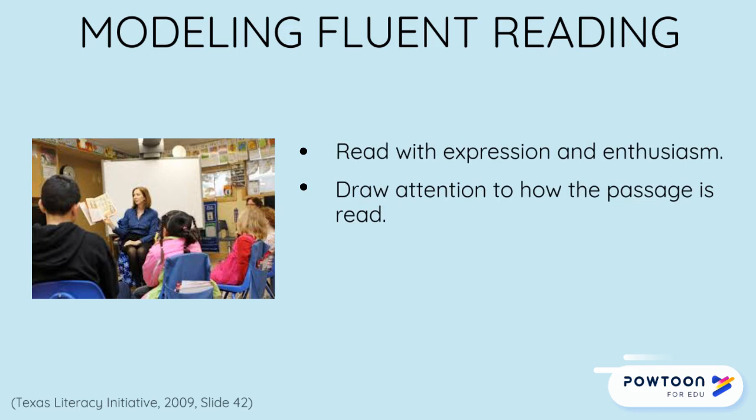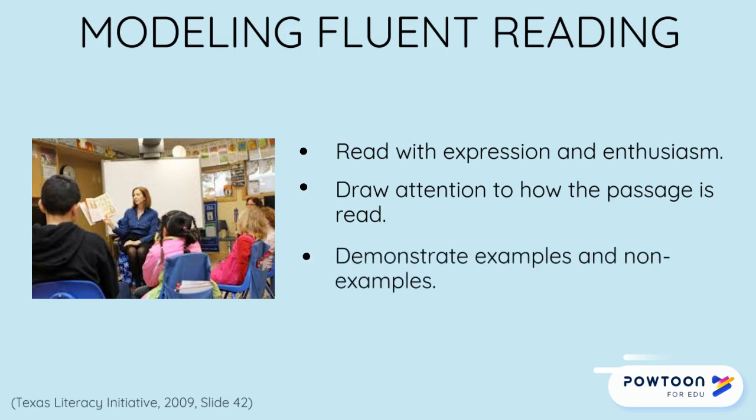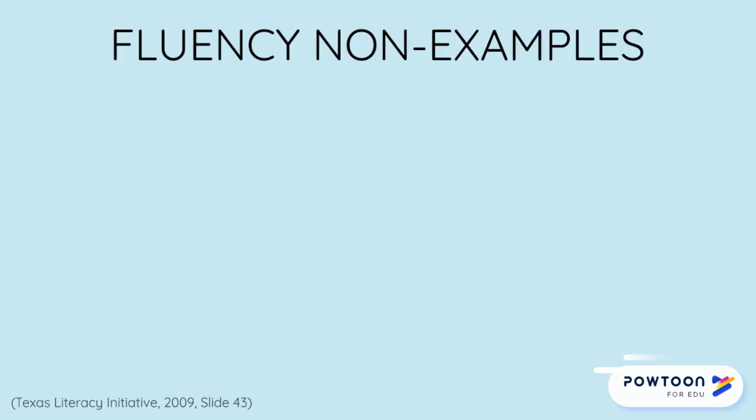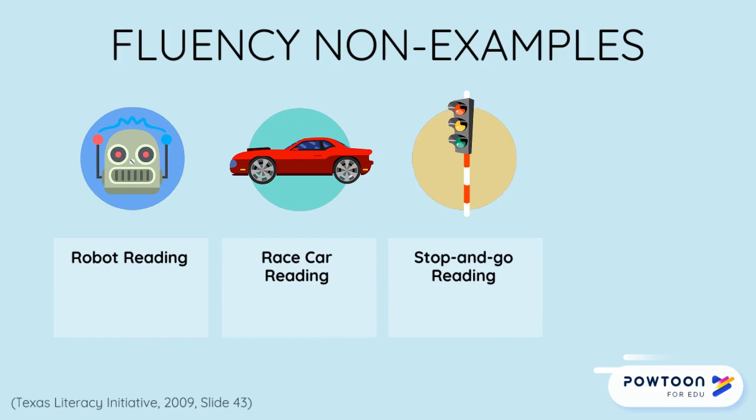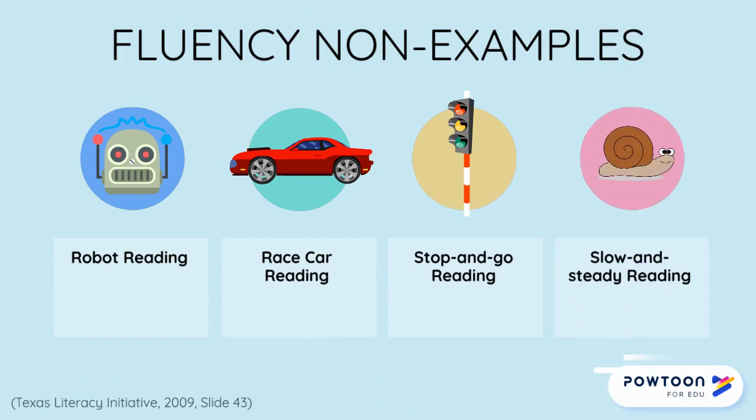As teachers model fluent reading, teachers may also want to use non-examples of fluent reading. By being specific in the explanation of these non-examples and comparing and contrasting them with examples of fluent reading, the teacher can help students gain a better understanding of what is expected of a fluent reader. Some non-examples of fluency commonly heard and seen in classrooms are robot reading, race car reading, stop and go reading, and slow and steady reading.